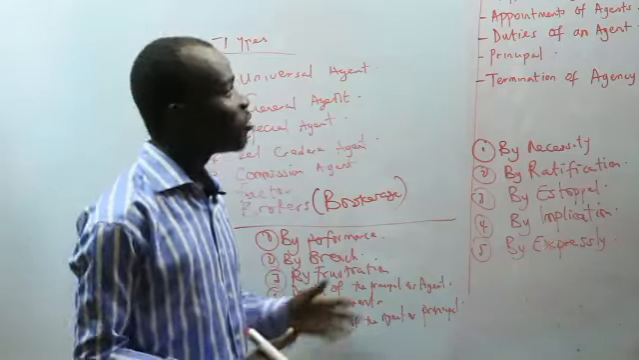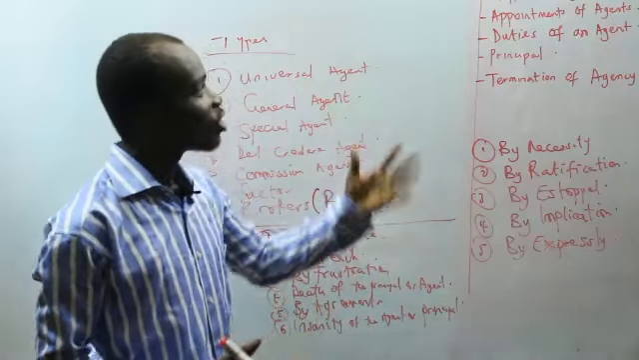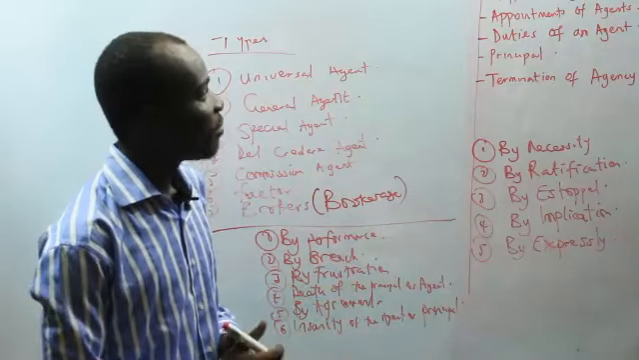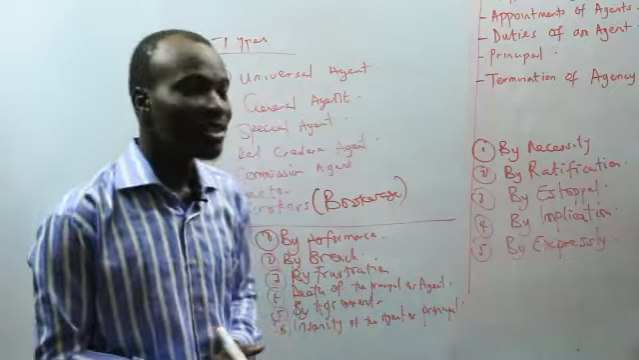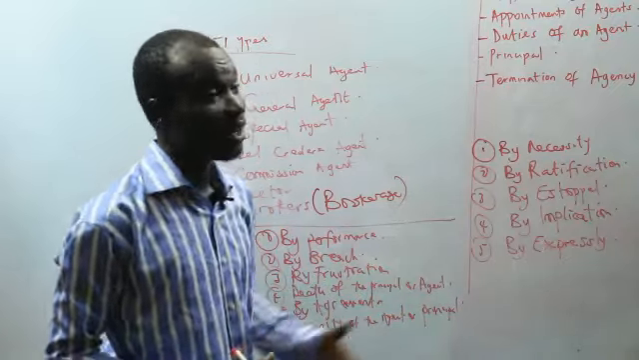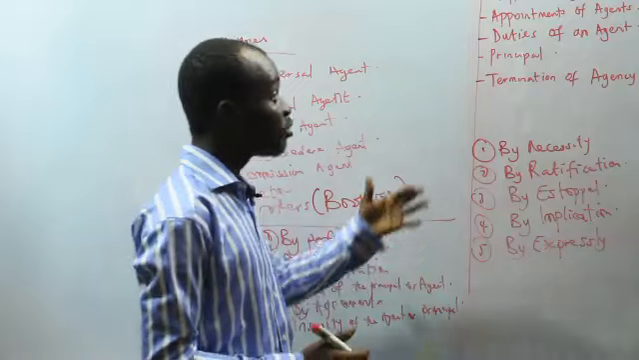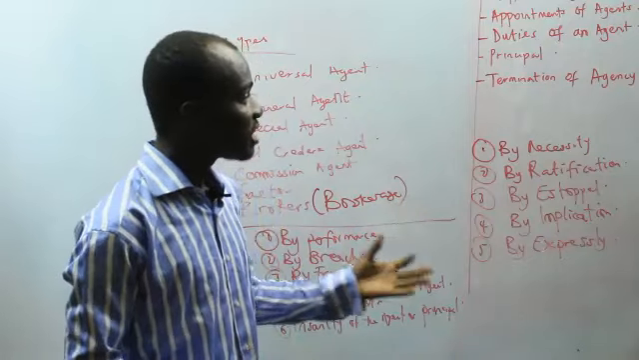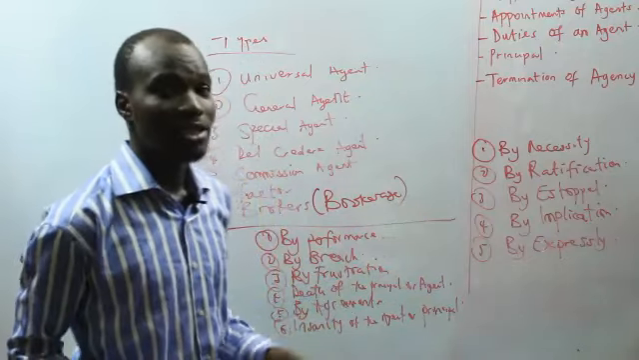So we have been able to look at the definition of agency. Also we looked at the types of agents. We looked at how an agent can be appointed, that is, appointment of an agent. We looked at the duties of an agent, the duties of the principal, and termination of agency.